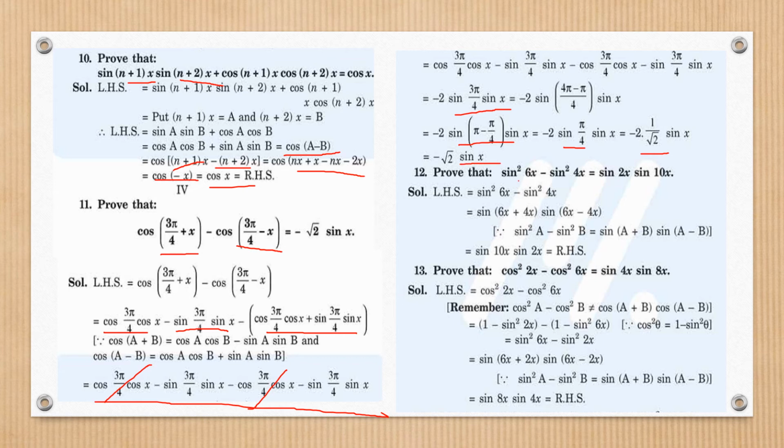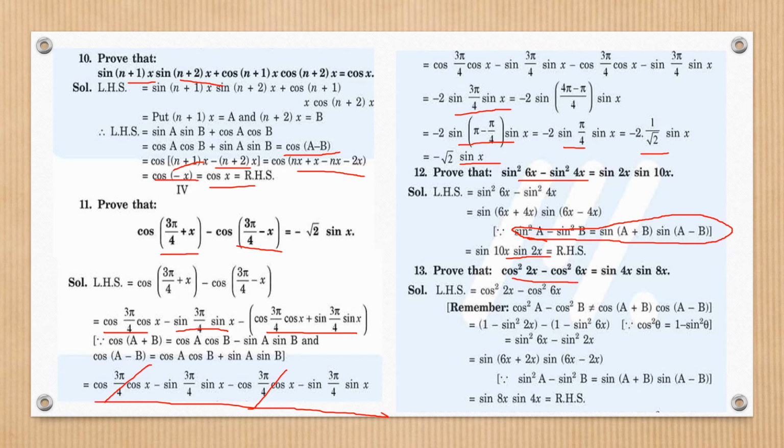Number 12 is sin²6x - sin²4x. You have to prove it like this. There's the formula for sin²A - sin²B, which is sin(A + B) sin(A - B). This formula can be proved by opening this result also, or opening (sin A + sin B)(sin A - sin B). That way also this result can be obtained, as we have discussed in our class. So it becomes sin(A + B) sin(A - B), which is sin 10x sin 2x.